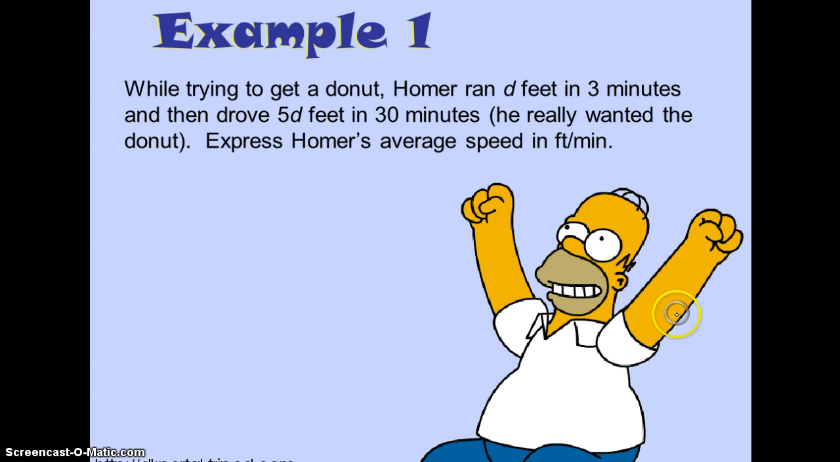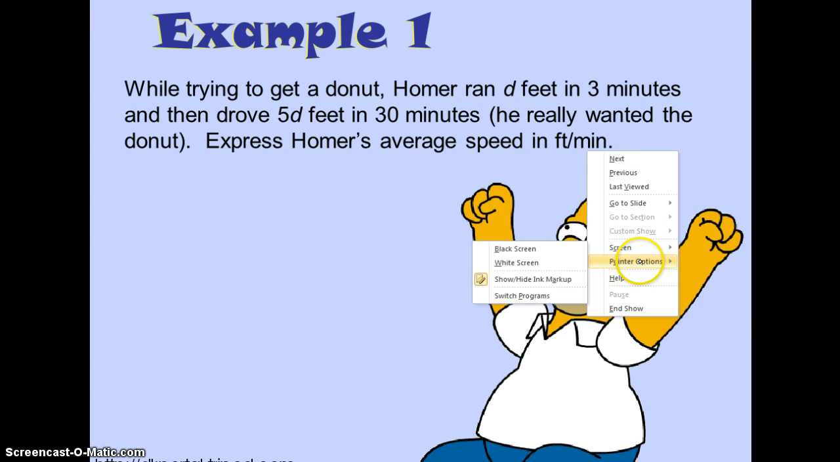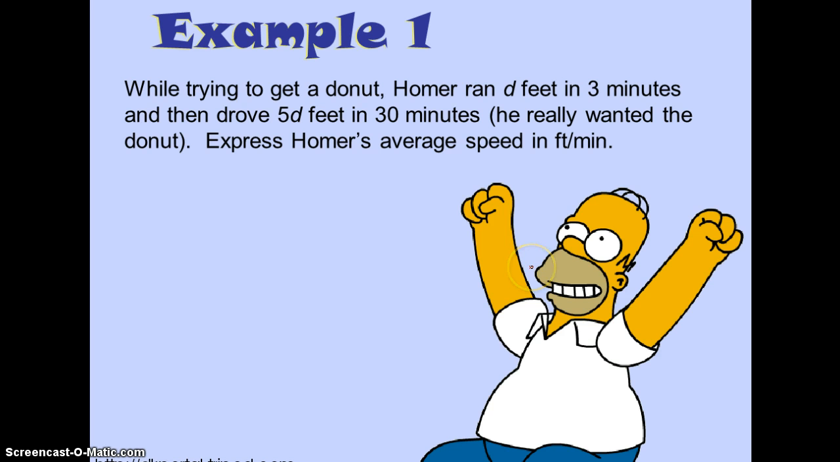So how do we know which one we want? Well, if you look at this screen, then we see that we can analyze Homer. He's going to run d feet in 3 minutes. He's going to then drive 5d feet in 30 minutes, because he really wants a donut. We're going to express Homer's average speed. This unit is pretty awesome because it kind of helps us stay organized. We're looking for feet over minutes.